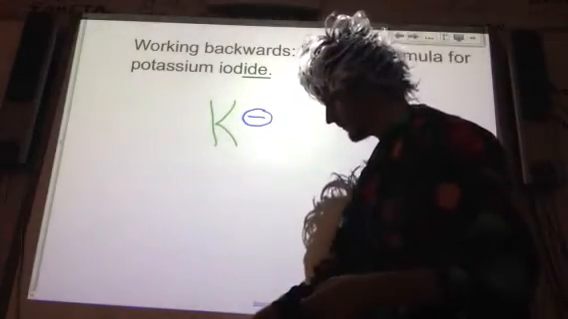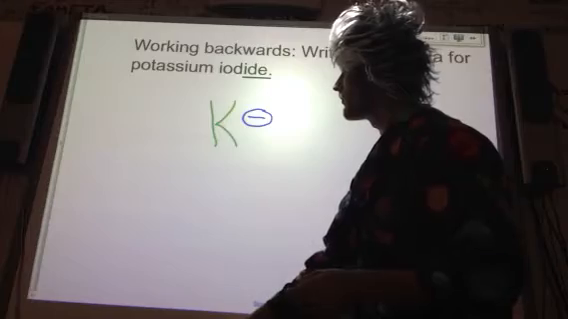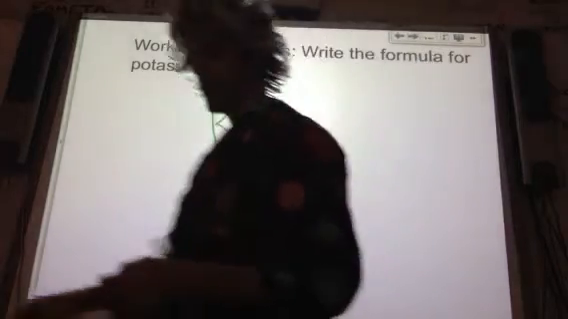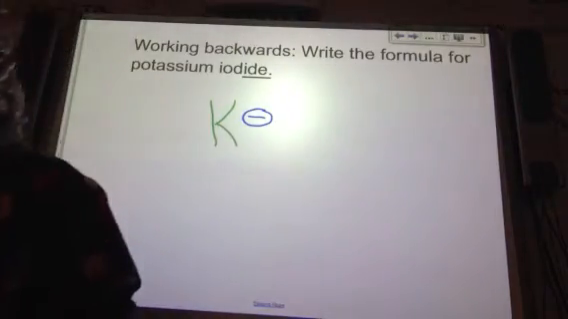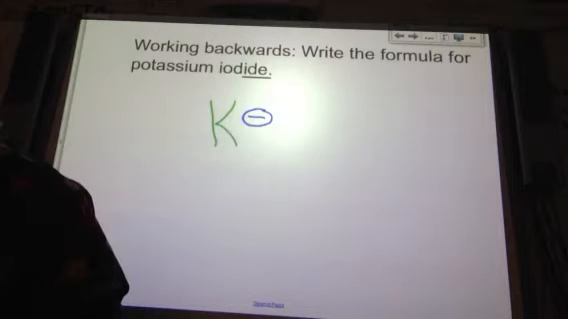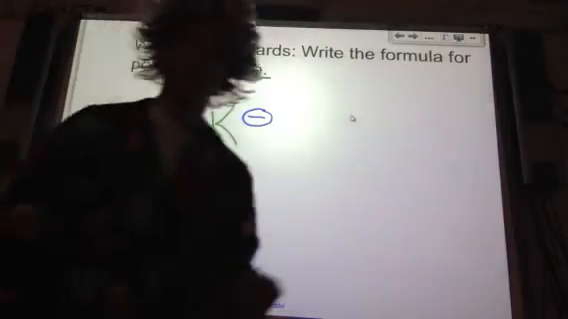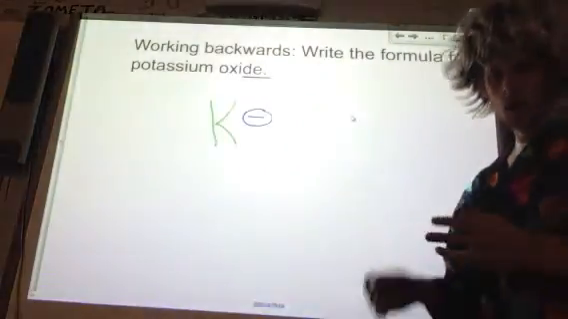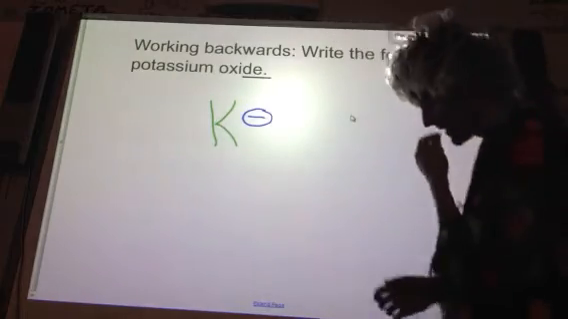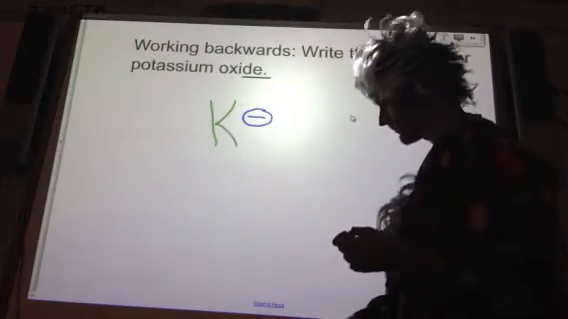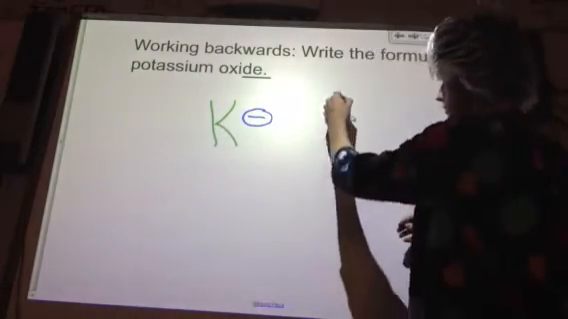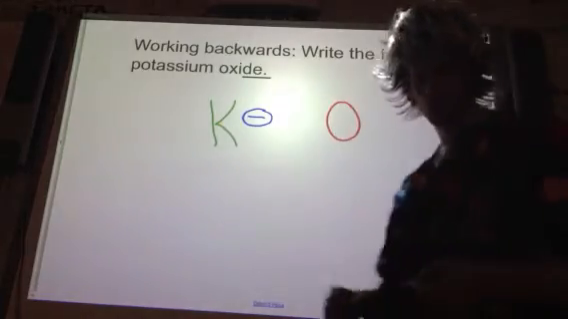Iodide. You know what? I'm going to actually change this up a little bit. Oxide. Change it to oxide. Makes it a little bit more difficult. Okay? Oxygen. Oxygen, remember from your quiz, is O.